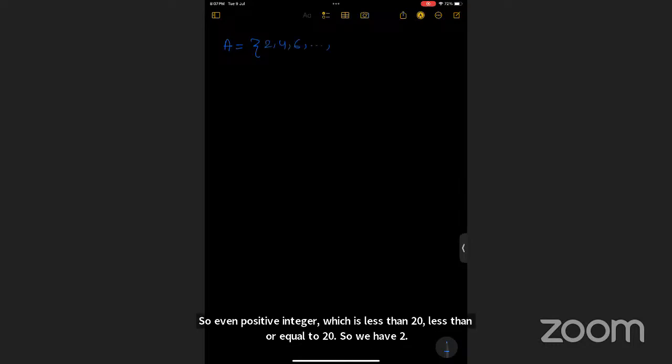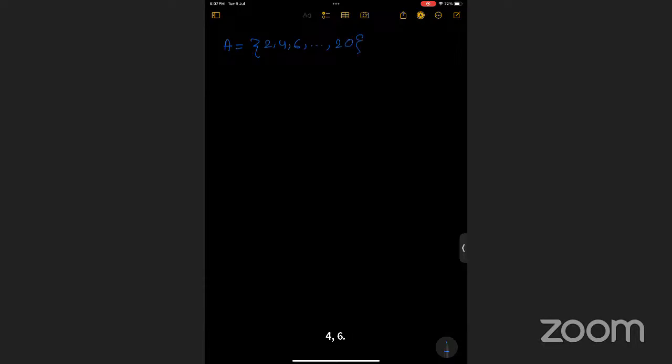Okay. So what is given here? A is the set of positive even integers less than or equal to 20. Then we can determine what the set is, right? Yes. So we have 2, 4, 6, and so on, up to 20. B is the set of positive integers less than 20 which are divisible by 5. That means B is 5, 10 and 15, right?